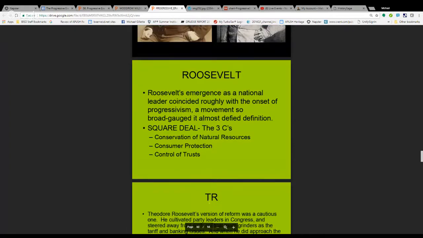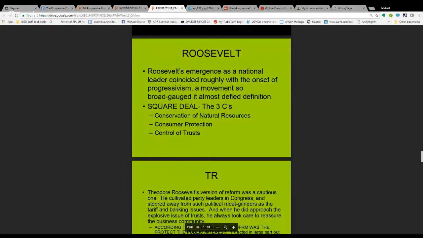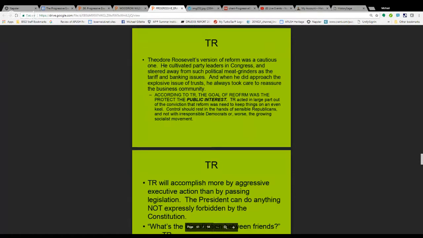So Roosevelt, when he emerges as president, his progressivism is called the square deal. And you need to know the square deal. We know the square deal by what we call the 3 C's: conservation of natural resources, consumer protection, and the control of trusts. Now, Roosevelt, his version of reform was one of caution.